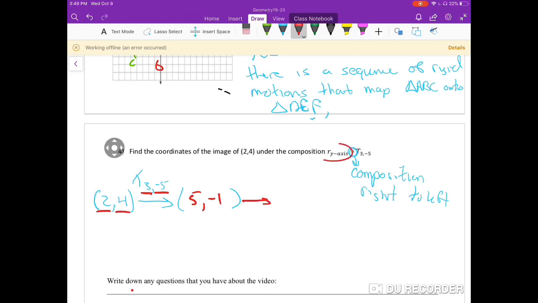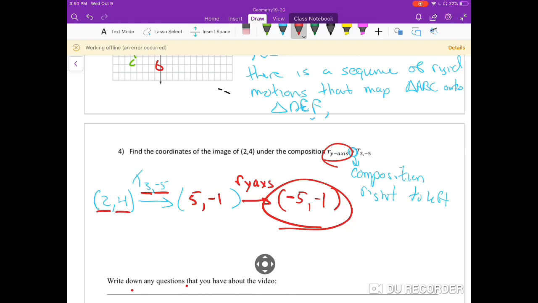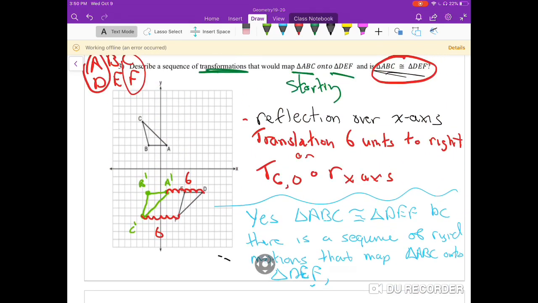Then I would do my second one. So now I'm going to do my reflection on the y-axis. And I'm going to change the x value. So that's going to give me (-5, -1). That would be my final answer. All right. So it can be as simple as doing 1 point. It can be as complicated as doing a full triangle or a quadrilateral. Or it can be to the point where you're given two images and you have to figure out how to get from one to the other. Those are the big 3 ways that this topic is asked.